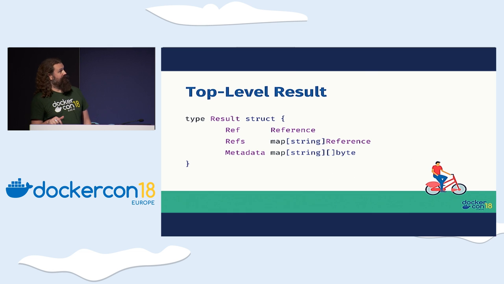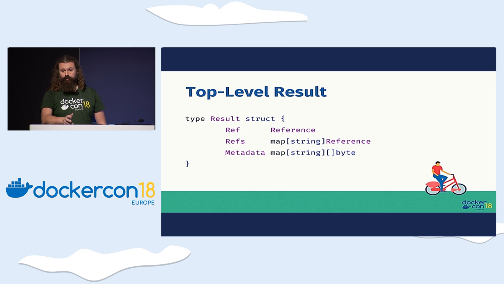Right, results. So a front end is aiming to produce a result, and this is the result structure. Results basically come in two kinds. You have ones which are singleton references. They just fill in this ref member. And the other type is you have a collection of named references, so a multi-ref result. And in both cases, you also have the opportunity to attach various bits of metadata.